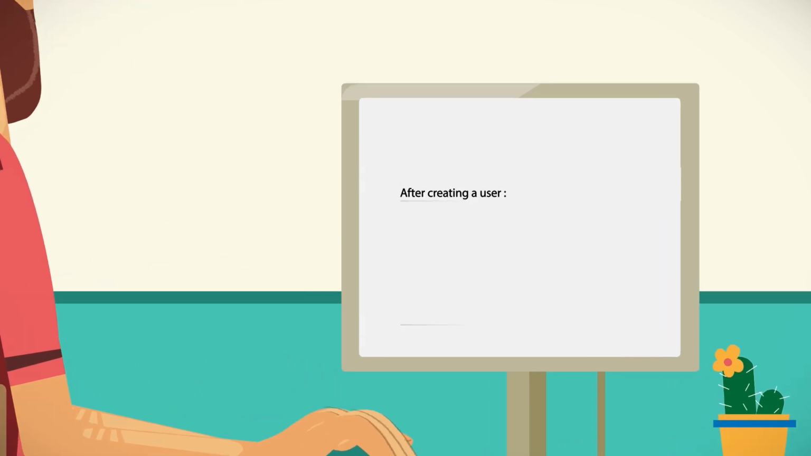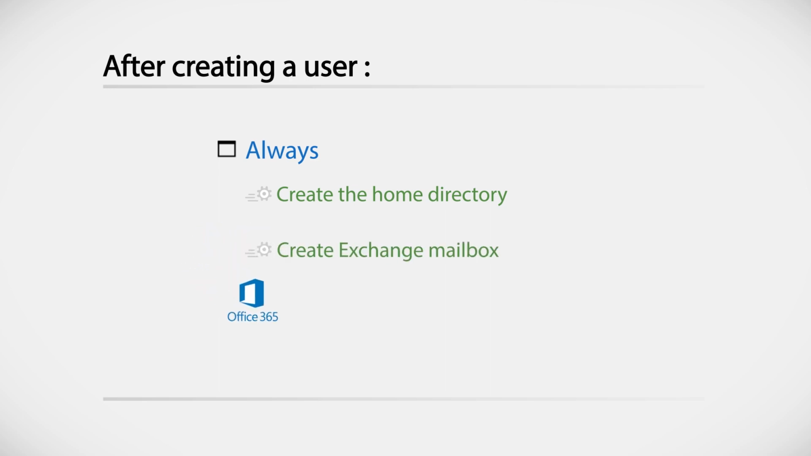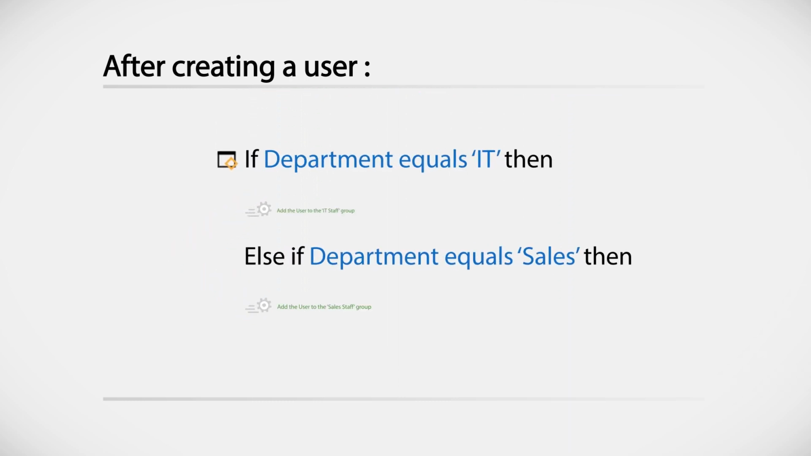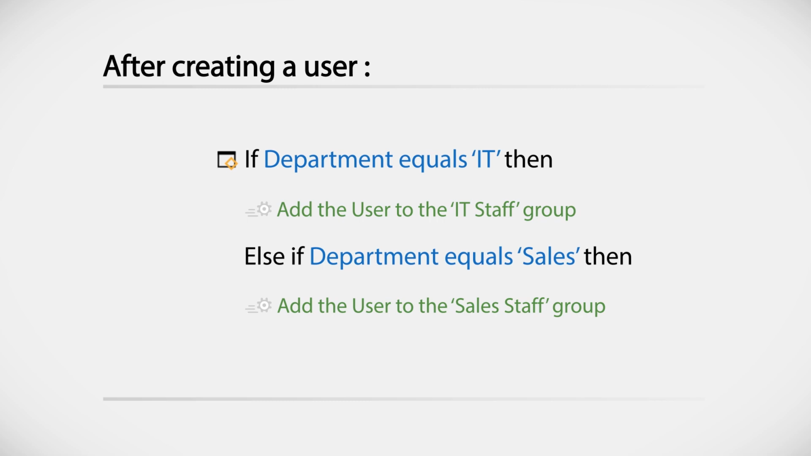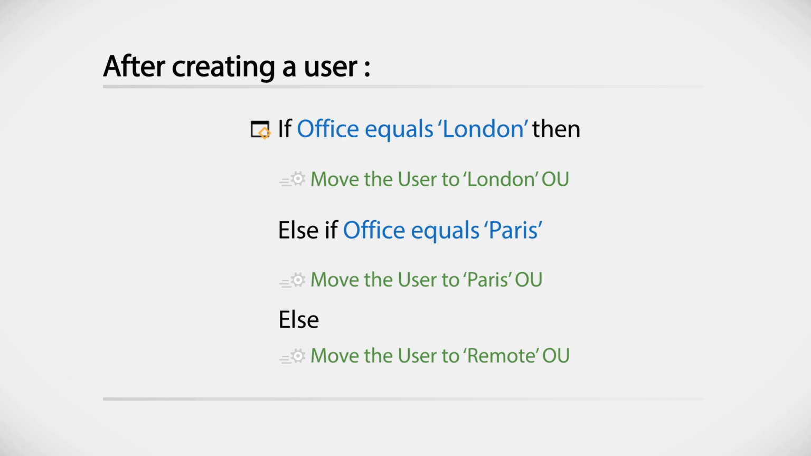For example, after a new user is created in AD, all provisioning procedures like setting up a home folder, creating an Exchange mailbox, assigning Office 365 licenses and others are executed instantly. And with the help of conditions, you can do things like adding new users to different groups based on job role or move them to a necessary OU based on location.